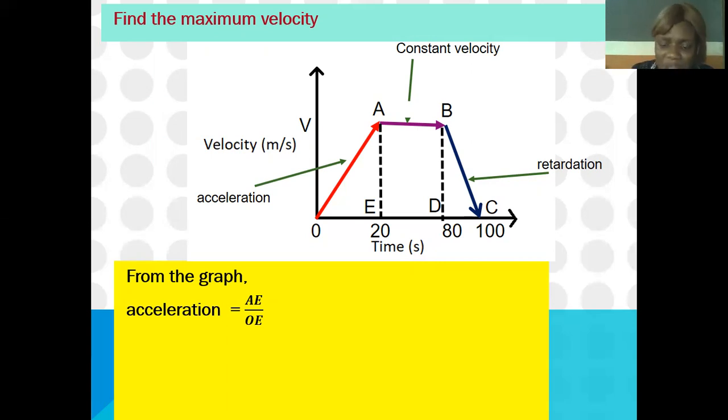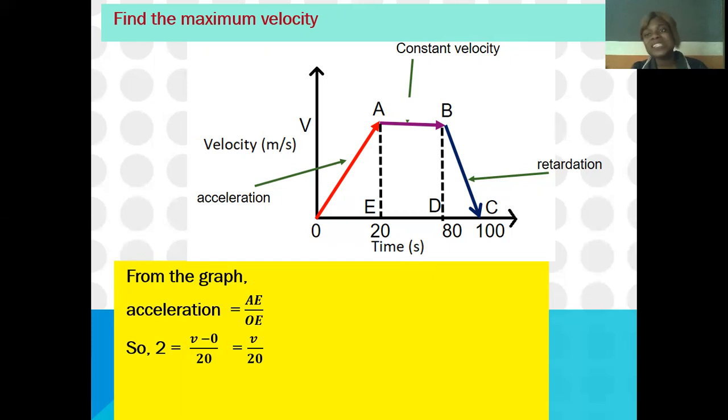Now, what do we do from here? Remember that the acceleration is 2 meters per second squared. And I already told you, even if you don't want to use AE over OE, you already remember that the formula for acceleration is V minus U over T: final velocity minus initial velocity over T. That simply means that we are looking for the final velocity for just that first part, which is the maximum velocity. So we are looking for V. But we remember that the body started from rest, so U is going to be 0. From our graph, we can see already that it's 0 there.